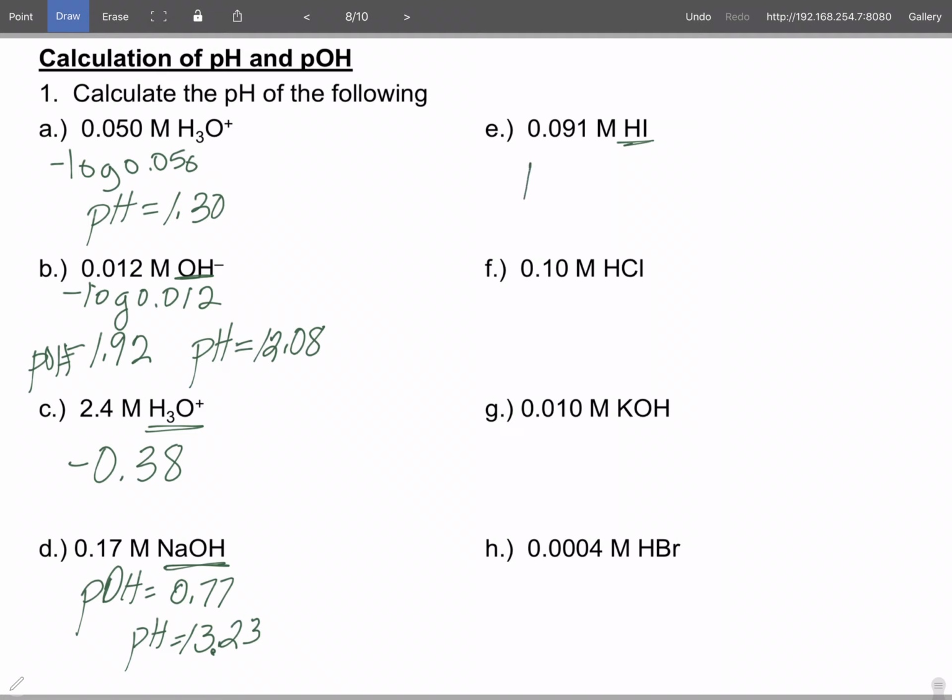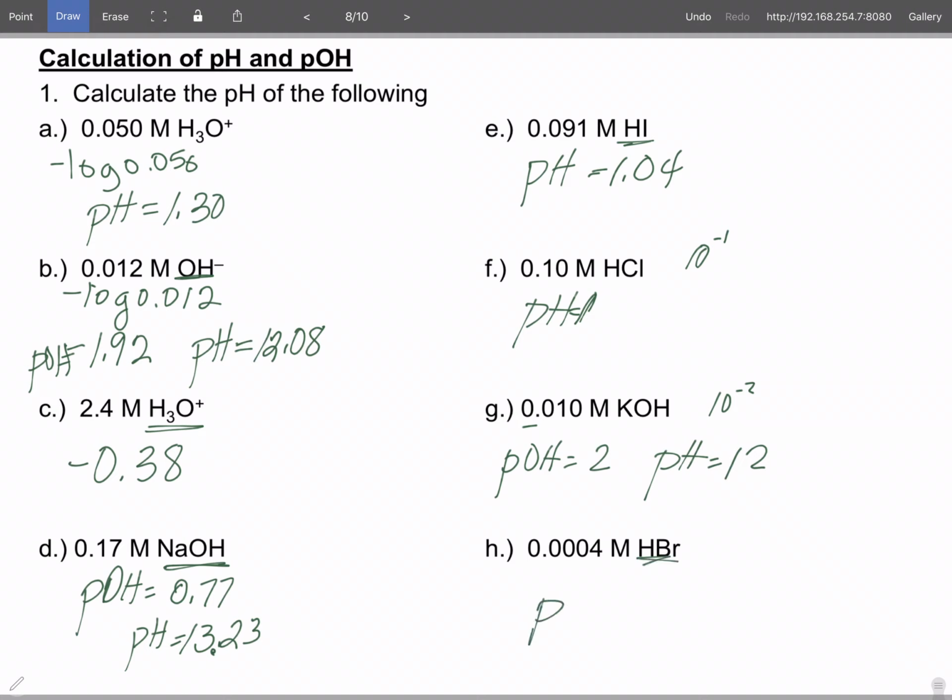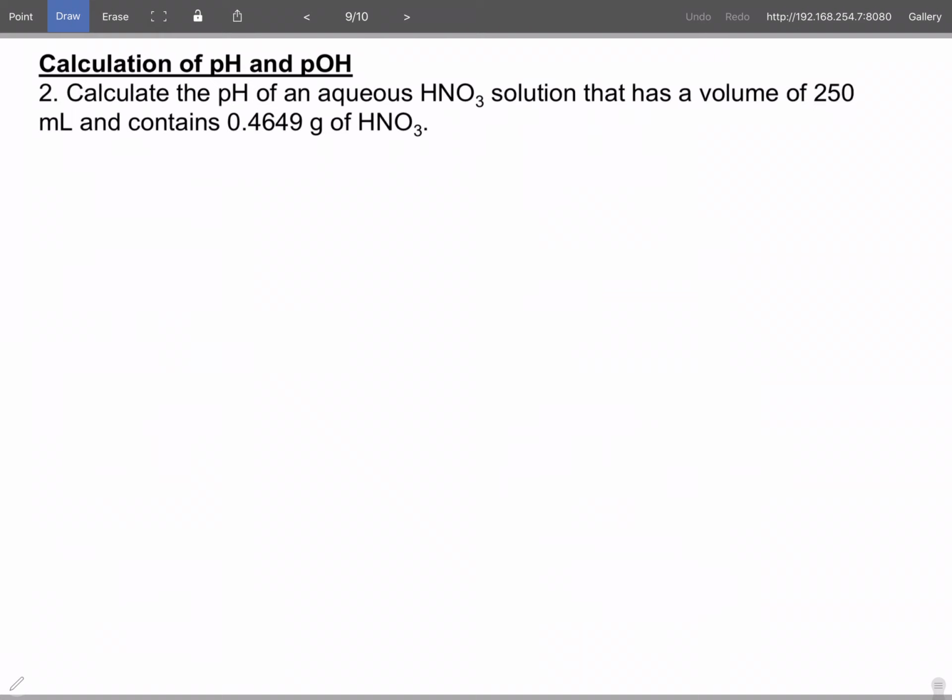Again, this is an acid, so our pH is equal to 1.04. This one's real easy because the pH is 1. Because if you'll notice, this is 10 to the minus 1. It's basically, when it's a power of 10, it's the exponent. So this one would have a pOH of 2, because this would be 10 to the minus 2. So the pH would be equal to 12. This again is an acid, so the pH is equal to 3.40. So the trick to this is just identifying whether you're dealing with an acid or a base.